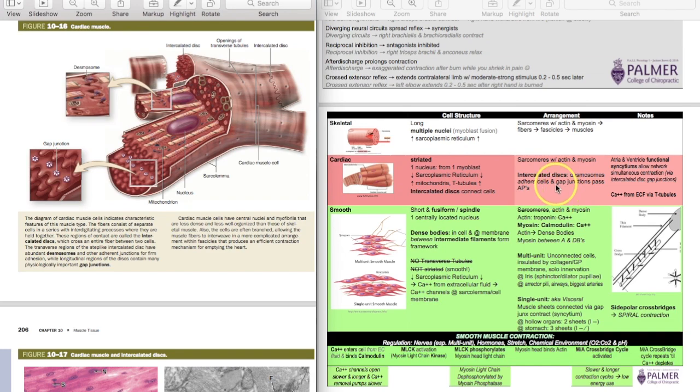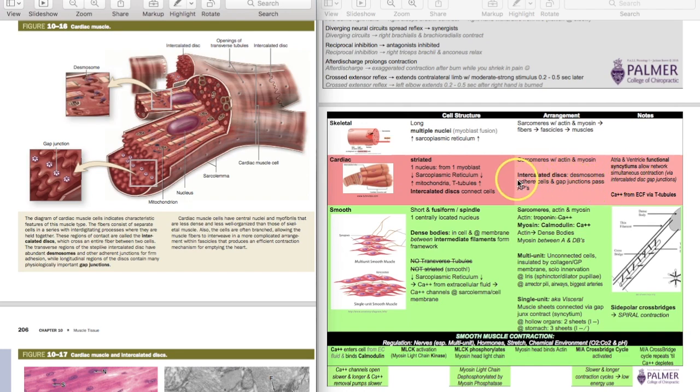There are many different types of gap junctions, but the intercalated disc is a specialized gap junction. It's basically just where these two meet. It passes those nerve signals together. This is probably going to be a short answer question, so I'm spending extra time on it.